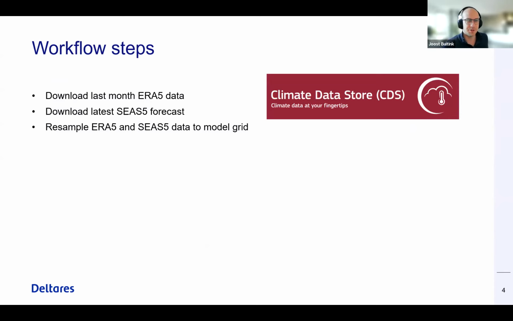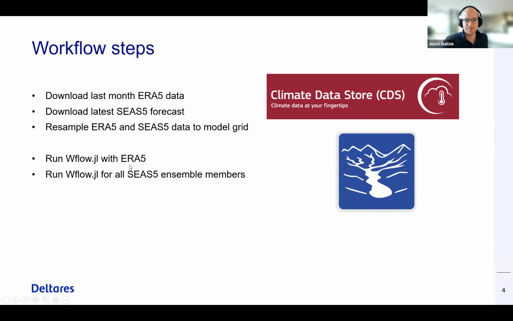So these are the three steps. First is the pre-processing step, where we download the last month of ERA5 data to make sure that the hydrological model is up to date with the most recent states, let's say. So the most recent conditions once the forecast period starts. So we need a little bit of ERA5 data for that to represent the historical conditions. Then we're downloading the CS5 forecast data, which is a forecasting product for 8 or 9 months in the future. I forgot exactly, but it consists of 15 ensemble members, or 50 ensemble members, which we're all running through the hydrological model. Then we resample both of these data products onto the model grid to make sure the hydrological model can work with it.